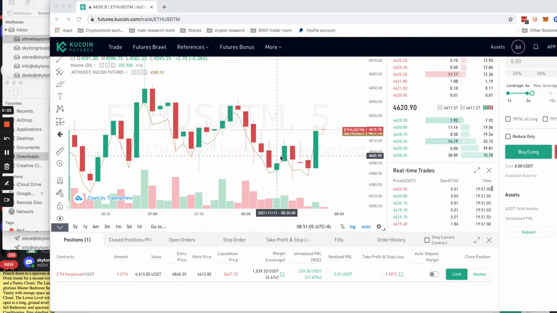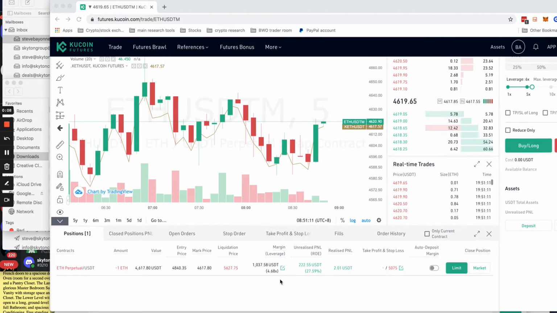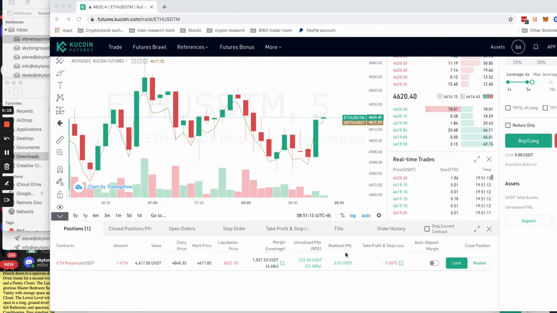So in this last clip, the last thing I'm going to go over is the holdings position. This is after you place an order, it's going to come over here in this Q area. The first tab is positions, and we have close P&L, close position P&L, open orders, stop orders, take profit and stop loss, fills, and order history. Down here we have contracts.